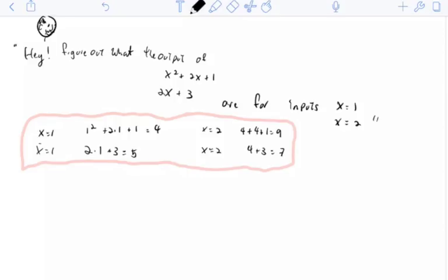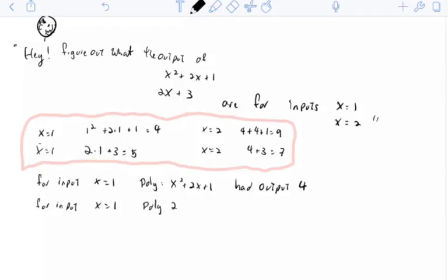I mean, if I want to be unambiguous, I would write for input x is equal to 1, the polynomial x squared plus 2x plus 1 had output 4. For input x is equal to 1, the polynomial 2x plus 3 had output 5. And just list all this in that way.